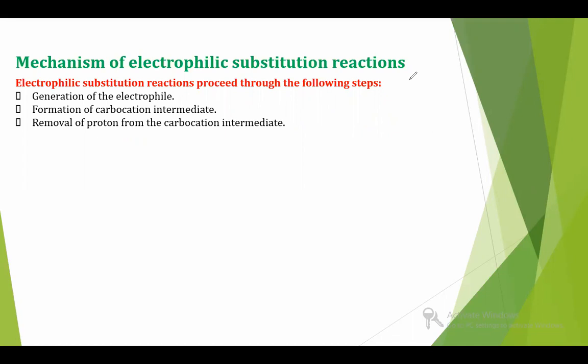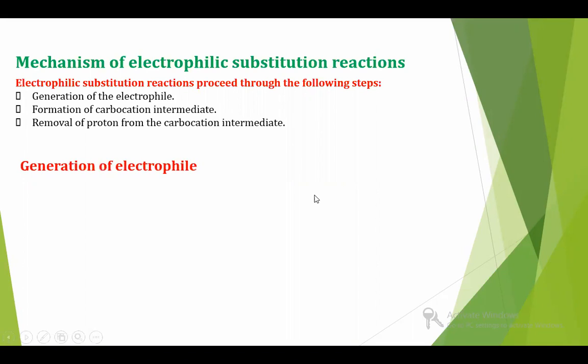on the benzene. So the mechanism of electrophilic substitution reaction consists of three important steps. Step 1, generation of electrophile. Step 2, formation of carbocation intermediate. Step 3, removal of proton from the carbocation intermediate. So we need to remember these three steps. Then we'll see the equations we studied earlier, one by one.